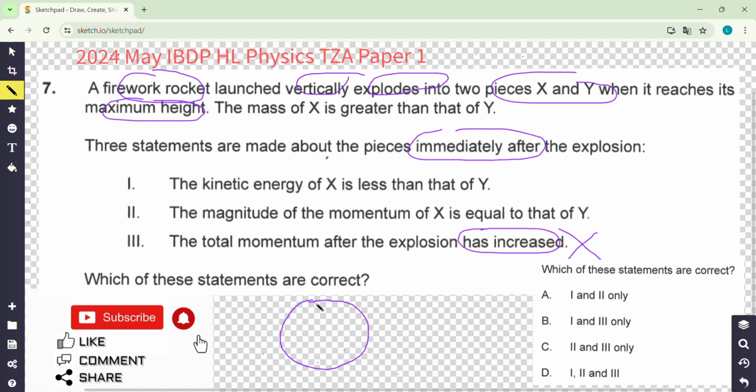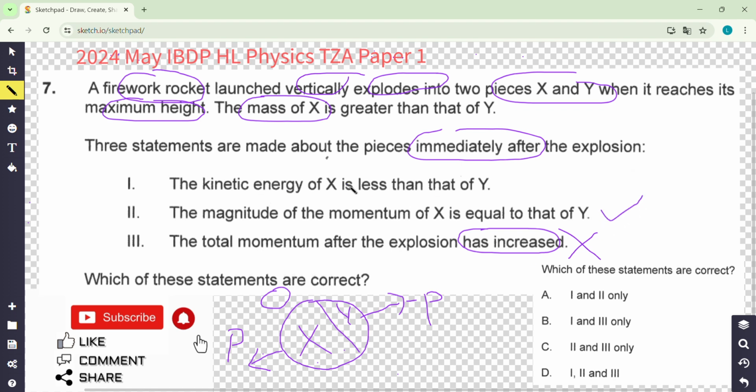So when they explode, how can they explode? Although they have zero total momentum, x is larger and heavier. So x is here, y is here. They have to explode with exactly opposite momentum, p and negative p. So the overall total momentum is still conserved, equal to zero, as it is stationary at this maximum position at first. So they have the same magnitude of momentum.